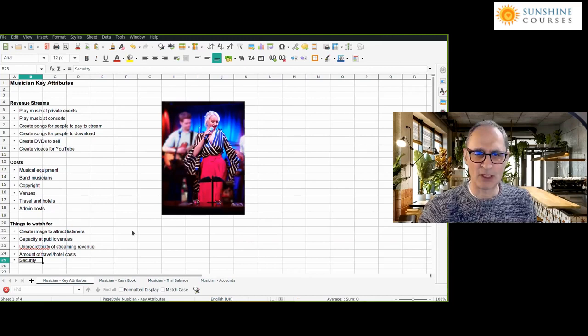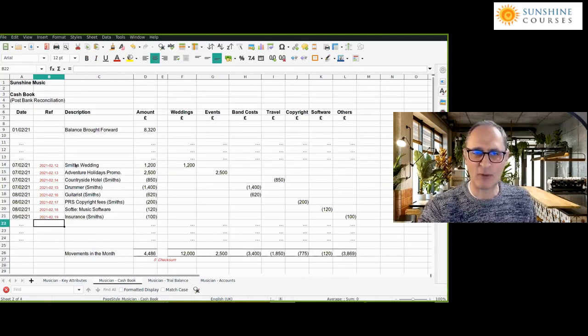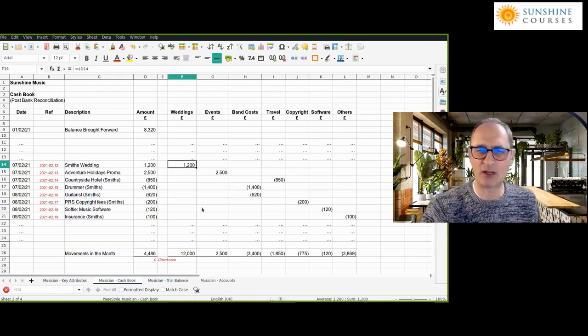So the musician's cash book lists out the transactions. Again, we've listed out one by one. You can see there's payment to a guitarist, payment to something called PRS, or Performing Rights Societies, about copyrights. This was because they did a wedding for the Smiths. So we've identified which event each of these costs related to. And you can see that the Smiths' wedding was, they charged £1,200 for it.